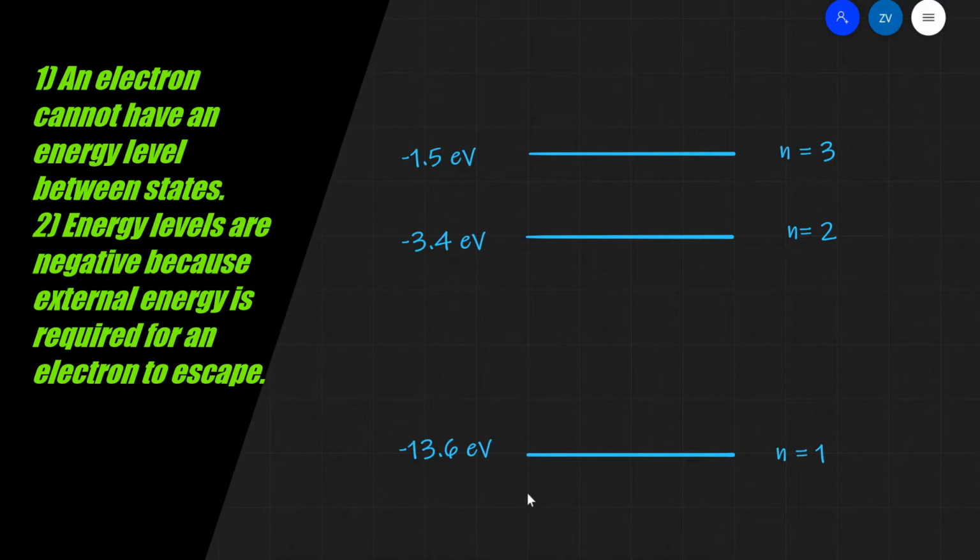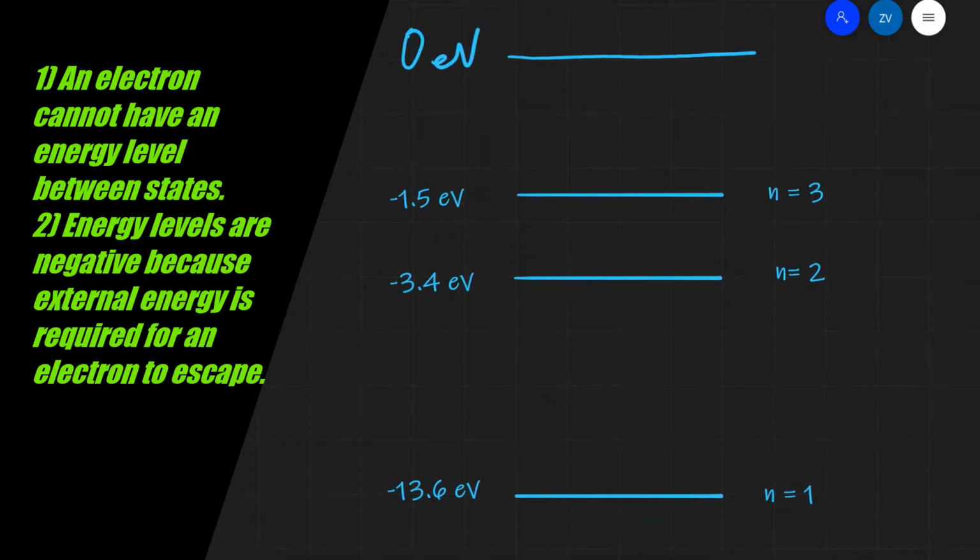Now the next bit is also really important, and that is that you're going to notice that those energies over here appear to be negative. The reason why they are negative is because external energy is required to remove an electron from the atom, and this is really important. The idea here is that if an electron goes up in energy and eventually reaches zero, let's say somewhere over here, it might reach 0 eV, then as soon as it reaches 0 eV, it is said that the electron has broken free from the atom.